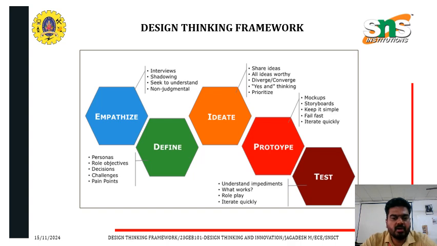So in the design thinking framework, in each stage we have some points. For example, empathy has interview, shadowing, seek to understand, non-judgmental. For the define part, that is personas, role objectives, decisions, challenges, and pain points. Then ideate: share ideas, all ideas worthy, divergence and convergence, yes-and thinking, prioritize. Then prototype: mock-ups, storyboards, keep it simple, fail fast, iterate quickly. Finally, test: understand the implements, what works, role play, iterate quickly.